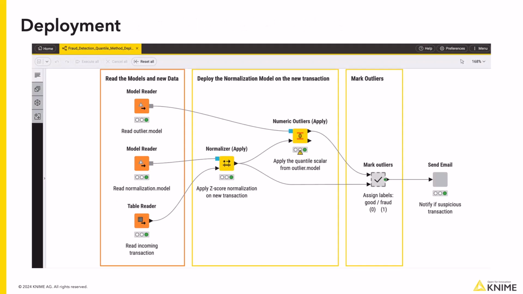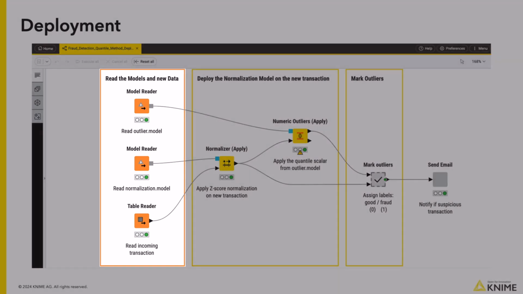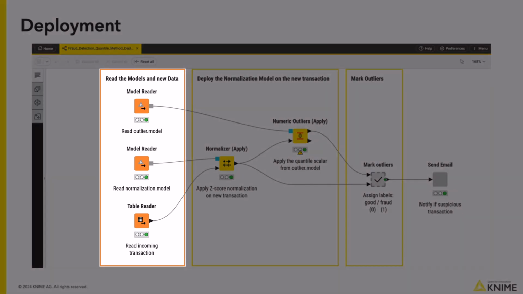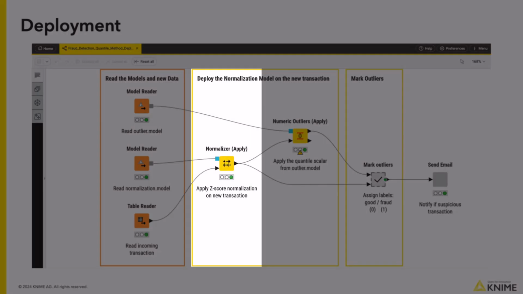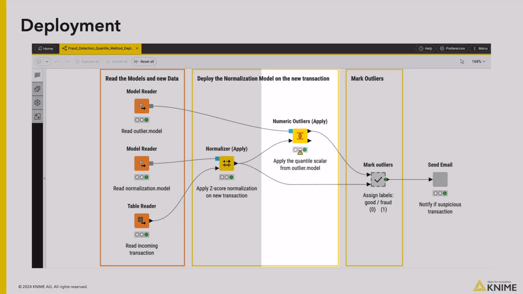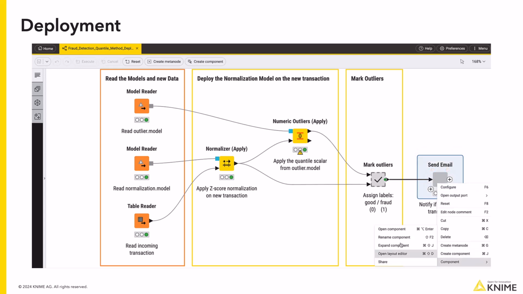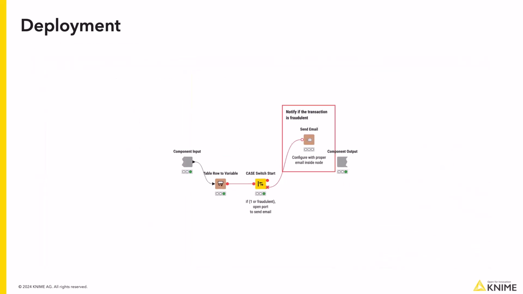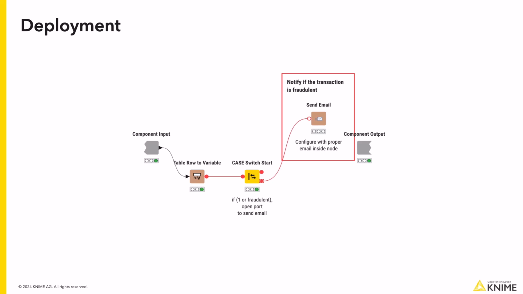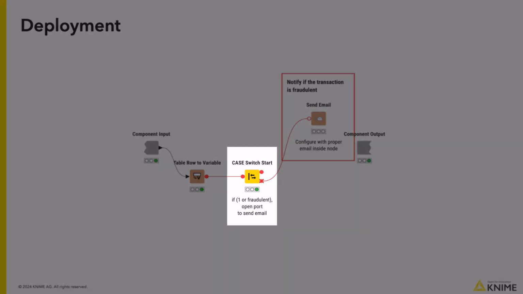Here's the next workflow we can use to deploy our trained model on a new transaction. On the left, we can read in our two saved models and the new transaction. Next, we normalize the transaction based on our previously saved z-score normalization. We then apply our model on the transaction and follow the same process shown before that we used in the training workflow. From here, if we open the component at the end, we can see that our transaction was not classified as fraudulent. If it was, the bottom port would open on the case switch node to send an email.